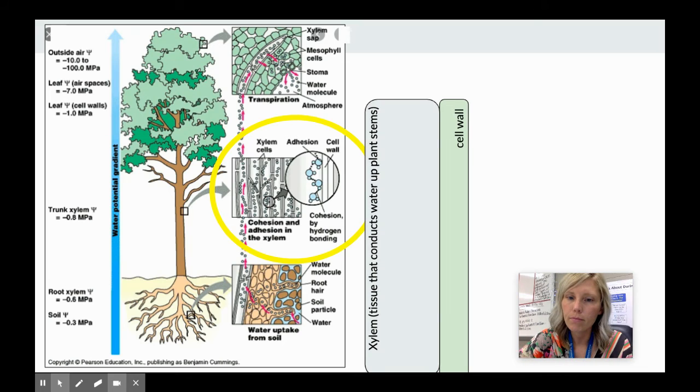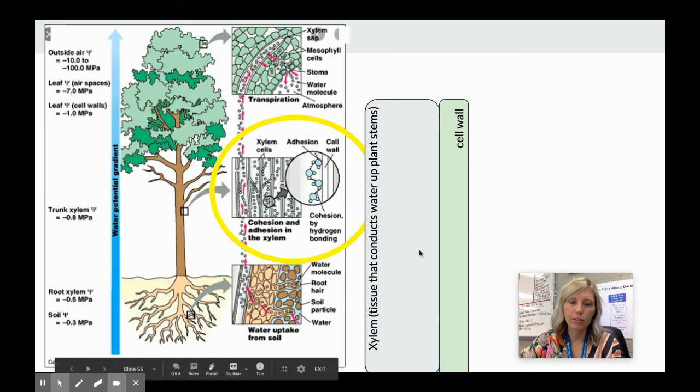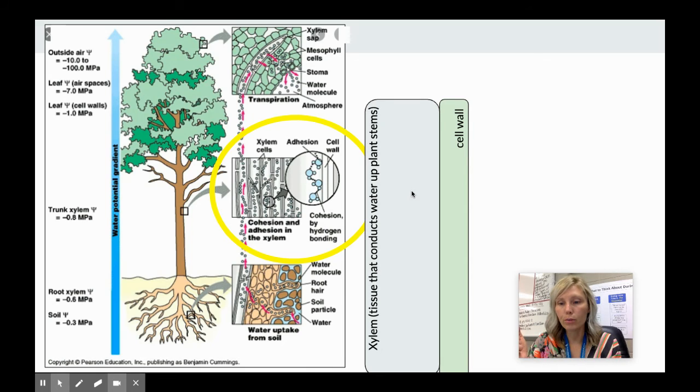All right, so I recreated a simplified model to the side. I've got this box representing the xylem, or that conducting tube inside of the stem, and then I've got the cell wall on the side. So what's really happening here? What do I see happening here? That's what I want to continue to ask.